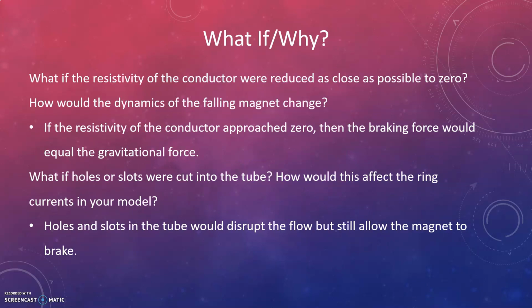So, what? What if and why? If the resistivity of the conductor approached 0, then the braking force would equal the gravitational force, because there needs to be some sort of balance. And if there were holes and slots in the tube, that would disrupt the flow, but still allow the magnet to brake, just not as effectively, because there are more areas for the energy to be dissipated, and it isn't as perfect.